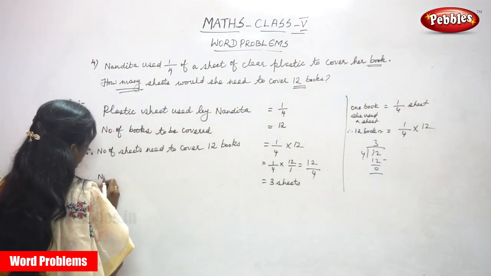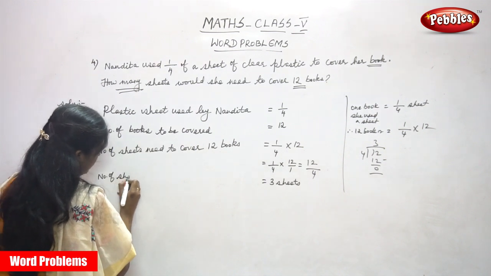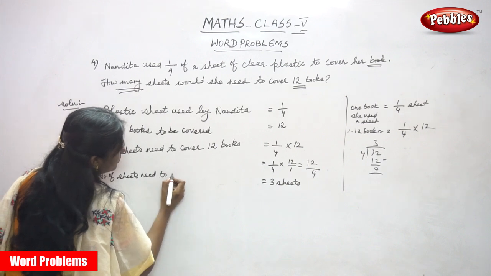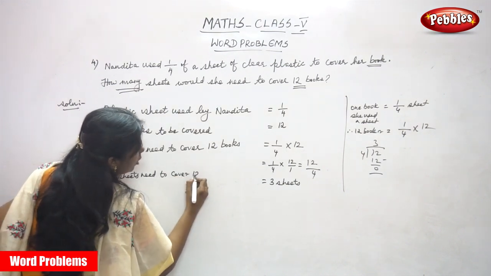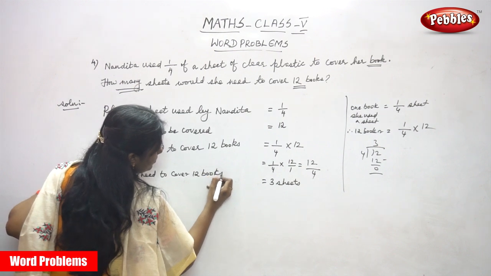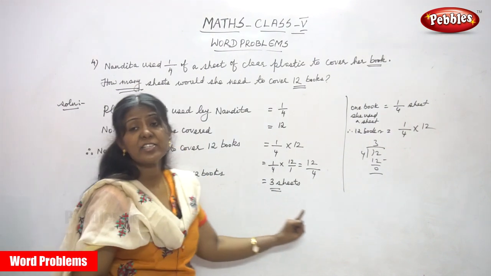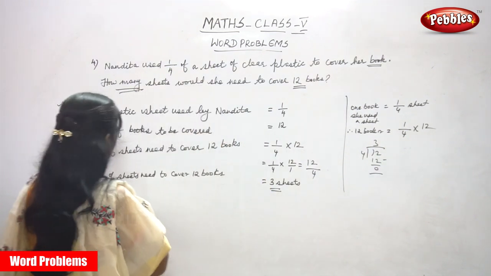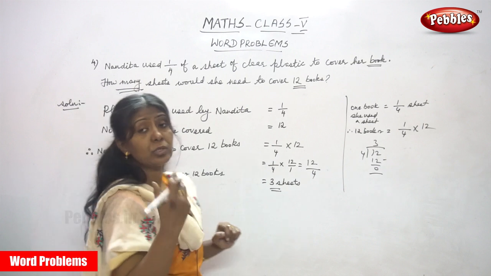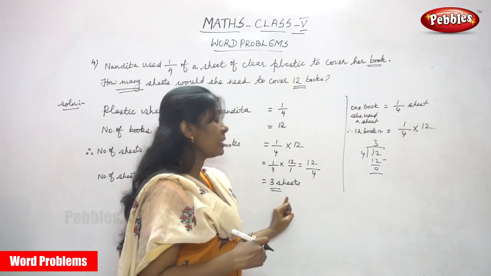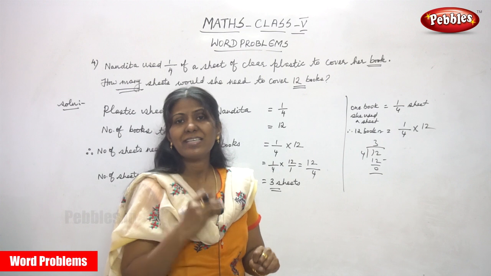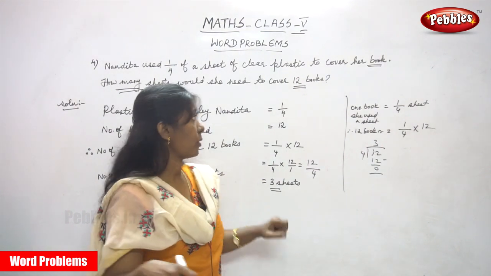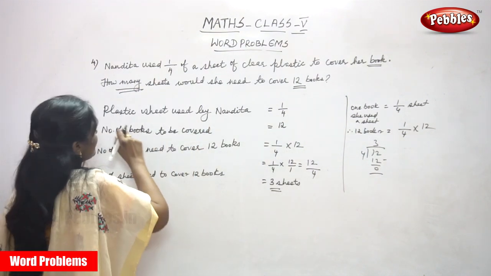So number of sheets needed to cover how many books? 12 books. So she needs 3 sheets to cover 12 books. For her 12 books, how many sheets does she need? 3 sheets she needed. So she needs 3 sheets to cover her 12 books. Okay, I think you understand clearly.